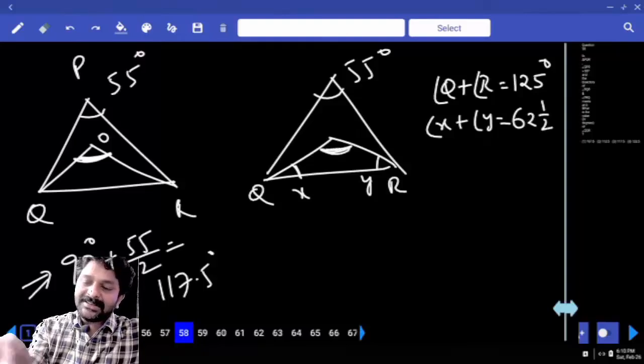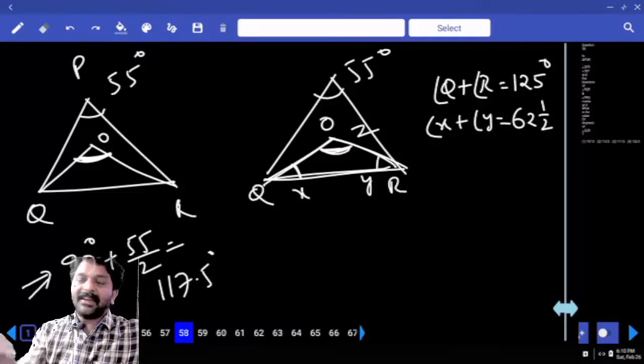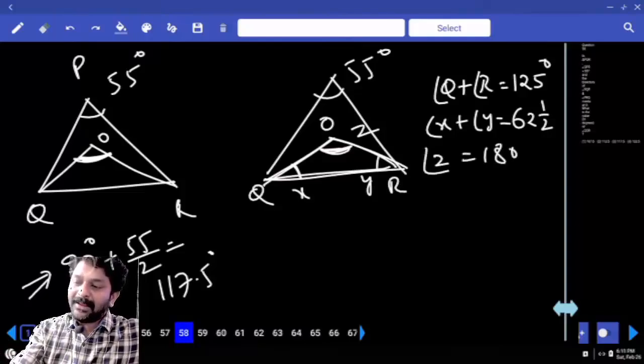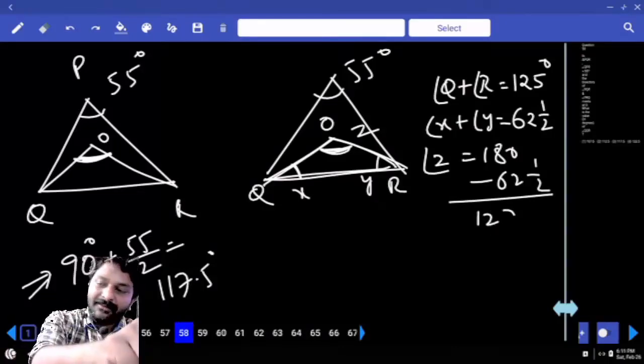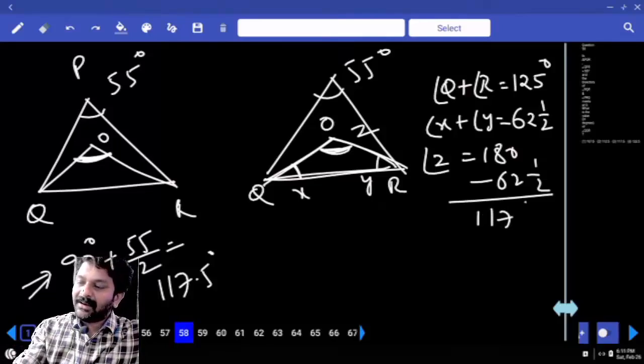Then if you treat this as Z degrees, in the QOR triangle, X and Y together is 62.5. Then angle at Z must be equal to 180 minus 62.5. Again that is equal to 117.5 degrees.